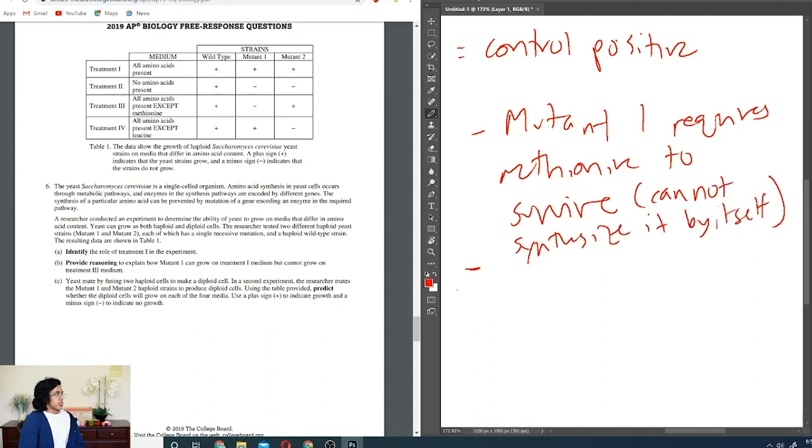Okay, and then C, yeast mate by fusing 2 haploid cells to make a diploid cell. In the second experiment, mate mutant 1 and mutant 2 to produce diploid cells. Using the table provided, predict whether the diploid cell will grow on each of the 4 mediums.